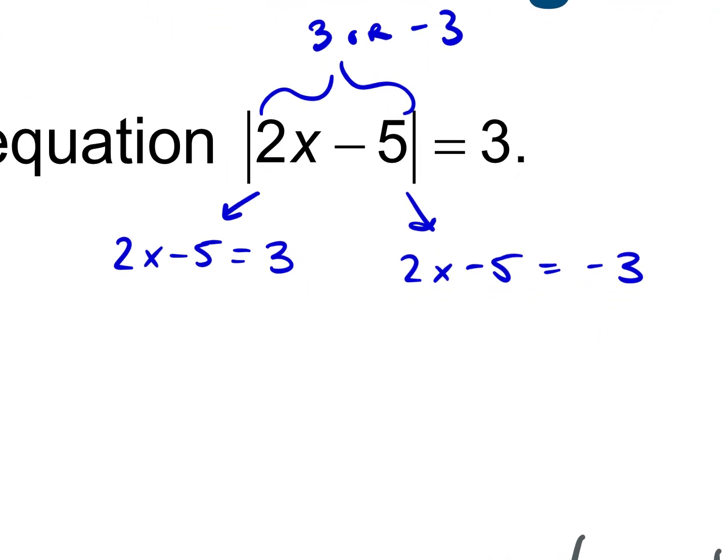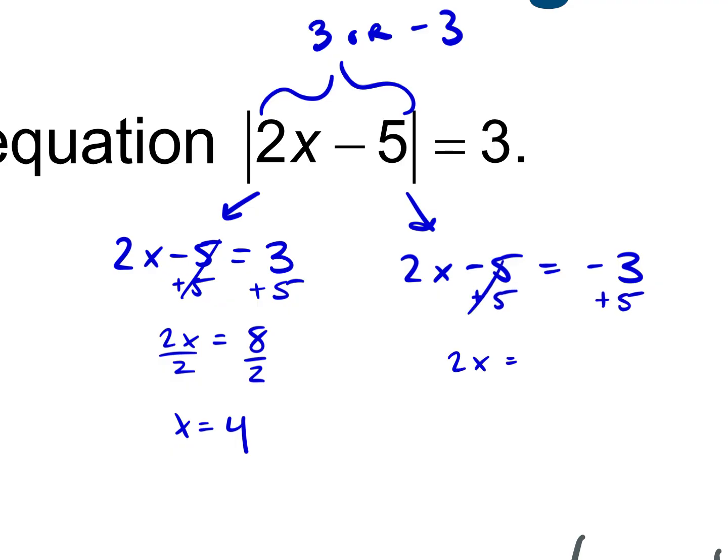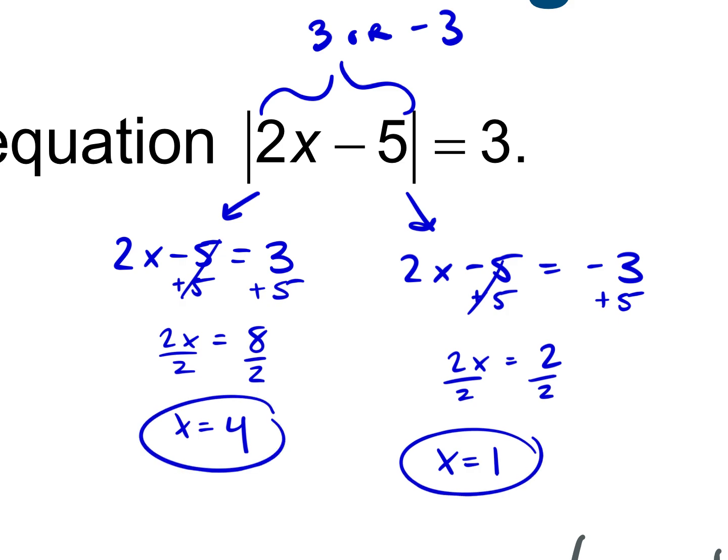So from here, we need to solve. We're just going to solve each little equation. What would I do to solve the first one? Add 5. Then divide by 2. So 2x equals 8, and then divide by 2. So what does x equal? 4. Perfect. We have to do the same thing in the other one. So we're going to add 5. So 2x equals 2. And then we divide both sides by 2, so x equals 1. So we have two answers here, x equals 4 and x equals 1.